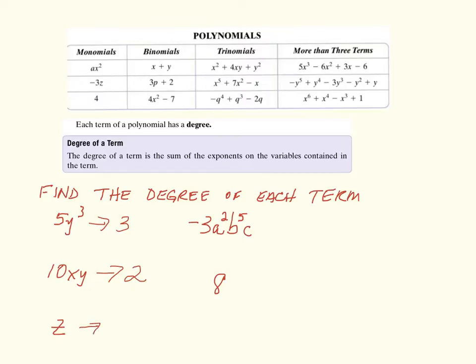Z is to the what power? To the first power. So the degree of that term is 1. The degree of negative 3a squared b to the fifth c is, now we count up all of the exponents that are on the variables. 2 and 5 is 7. 7 plus 1 is 8. So the degree is 8. For the constant number 8, what is the degree? Now remember, it's a constant, so it has an understood x to the 0. So the degree of this term is 0.